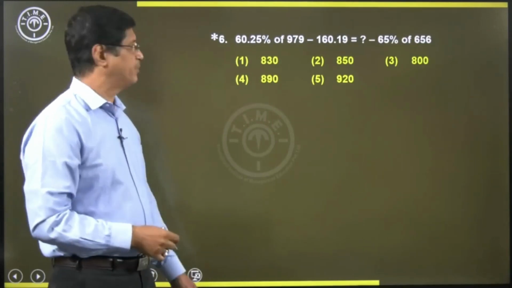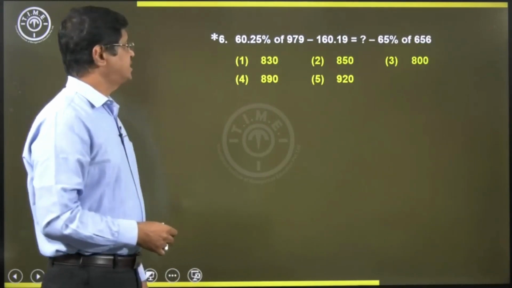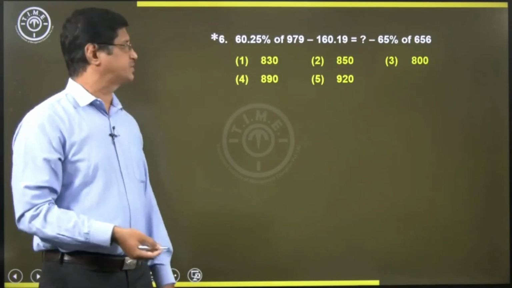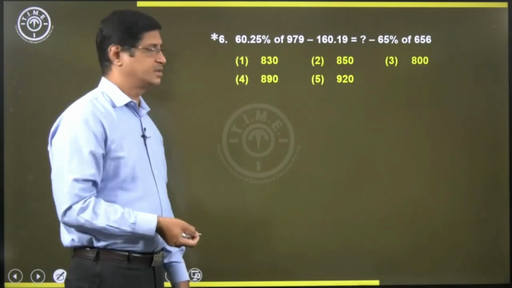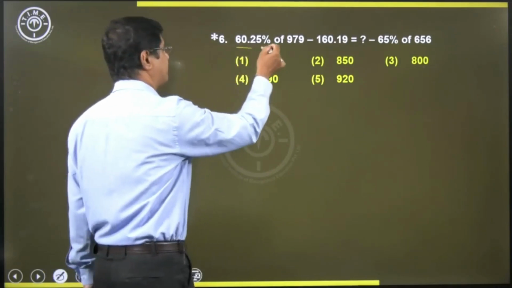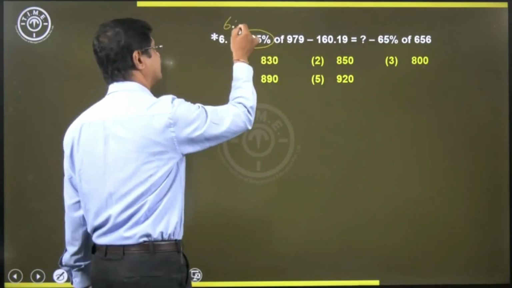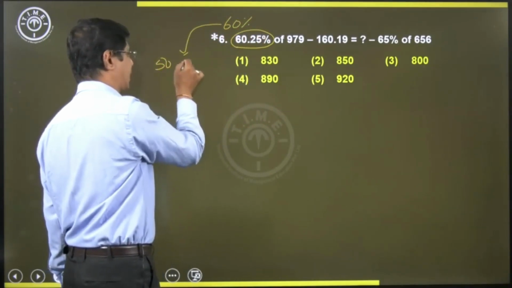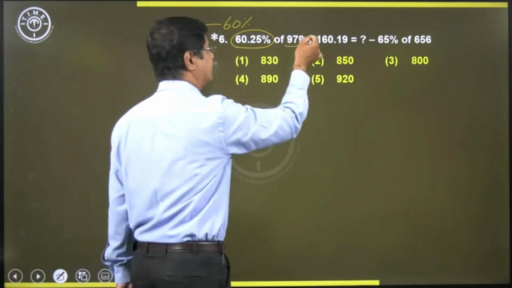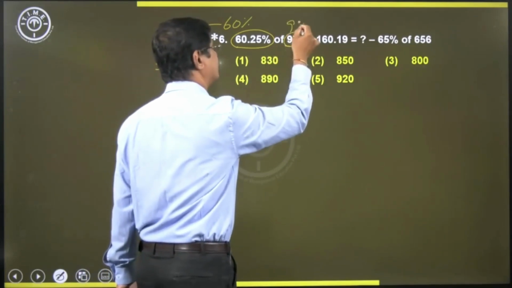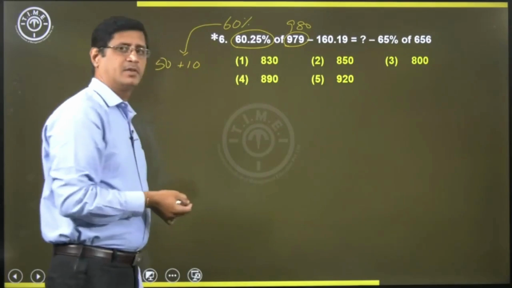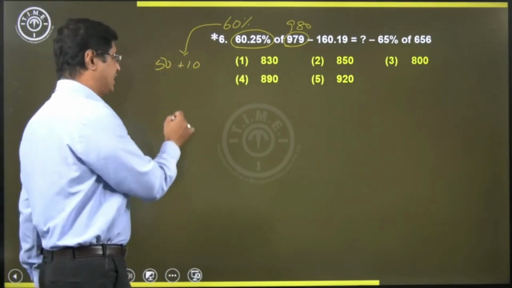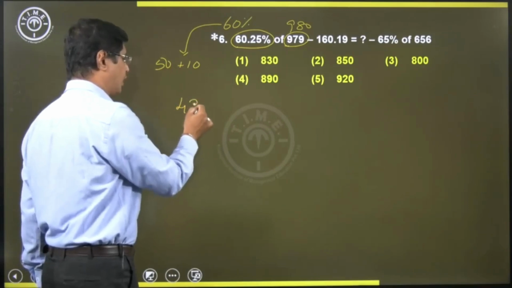Now look at the next example. 60% of 60.25% of 978. 60.25% I am taking as 60%. 60% means 50 plus 10. Here what is given? 978, approximately 980. 50% of 980 is 490.